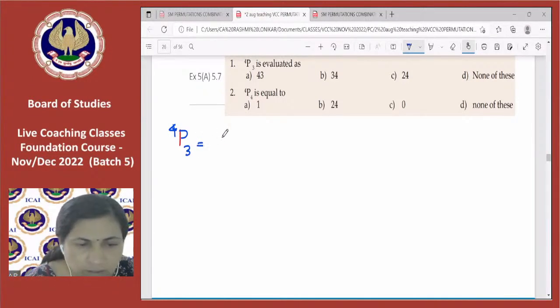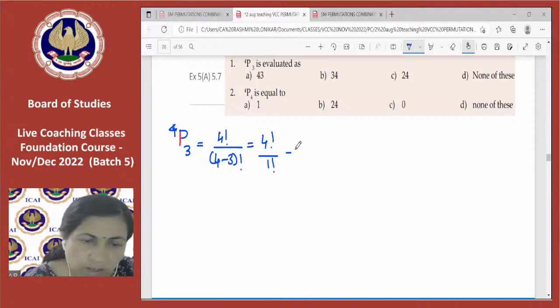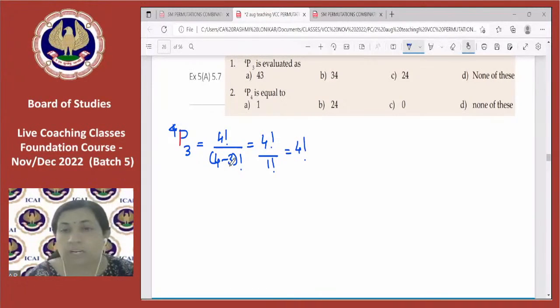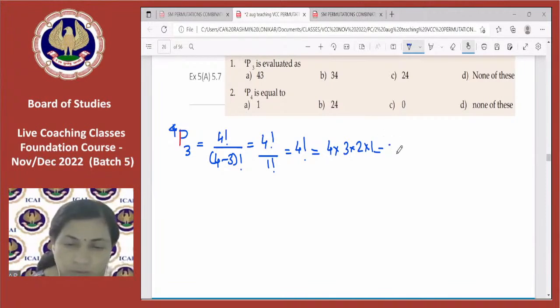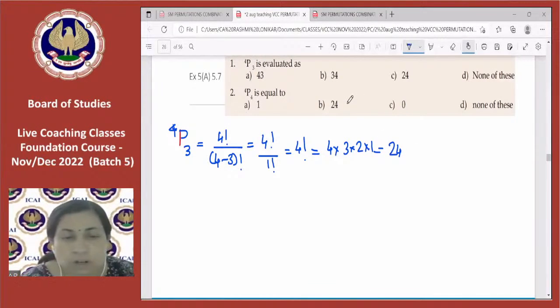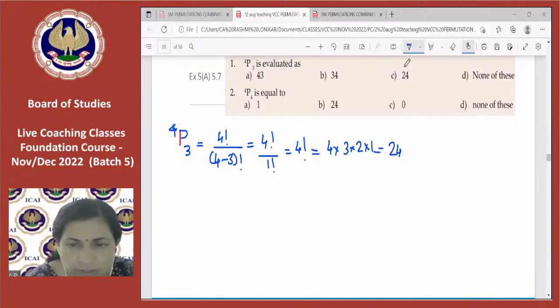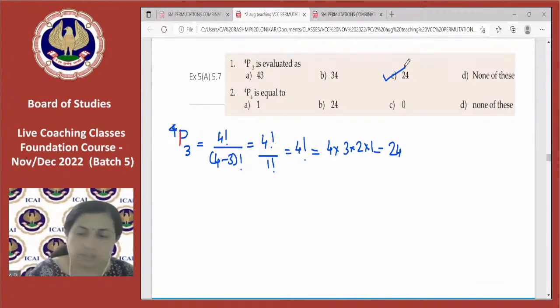4P3 is equal to 4 factorial upon 4 minus 3 factorial, which is equal to 4 factorial upon 1 factorial, which is equal to 4 factorial, because 4 minus 3 is 1 and 1 factorial is 1. How much is 4 factorial? This is 4 into 3 into 2 into 1. 4 3s are 12, 12 2s are 24. So 4P3 is evaluated as 24, and this would be the correct answer. Is that clear? Yes. Now 4P4.